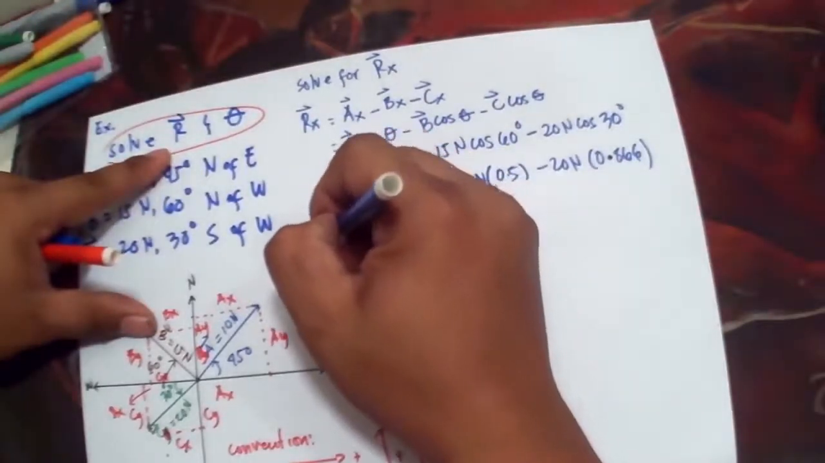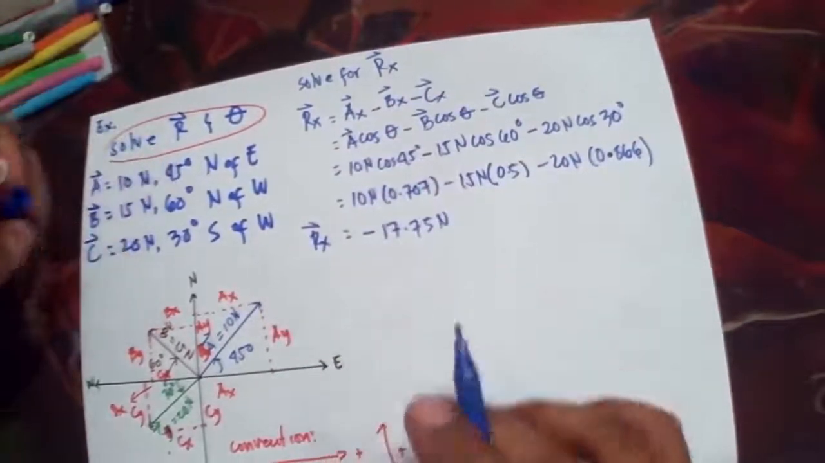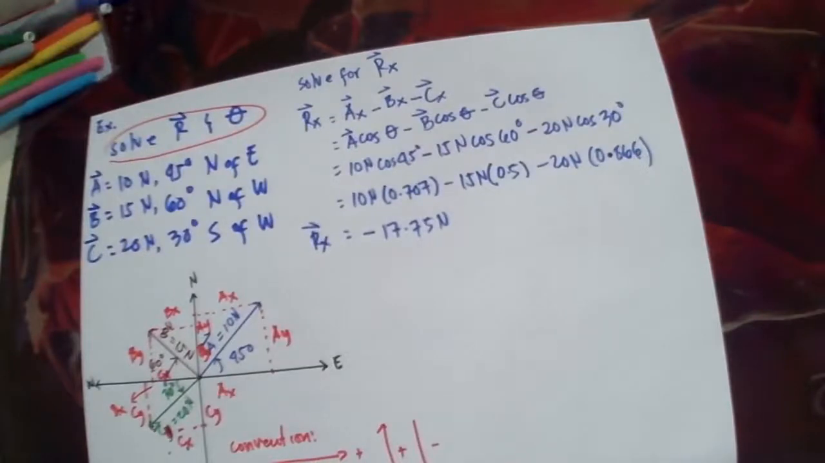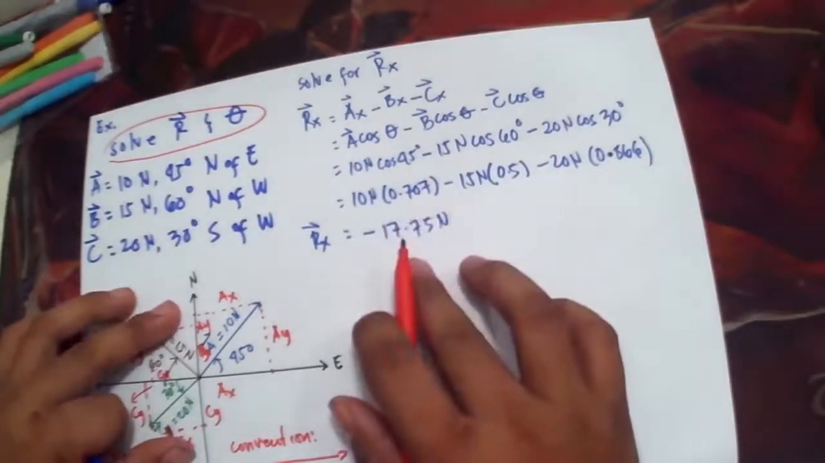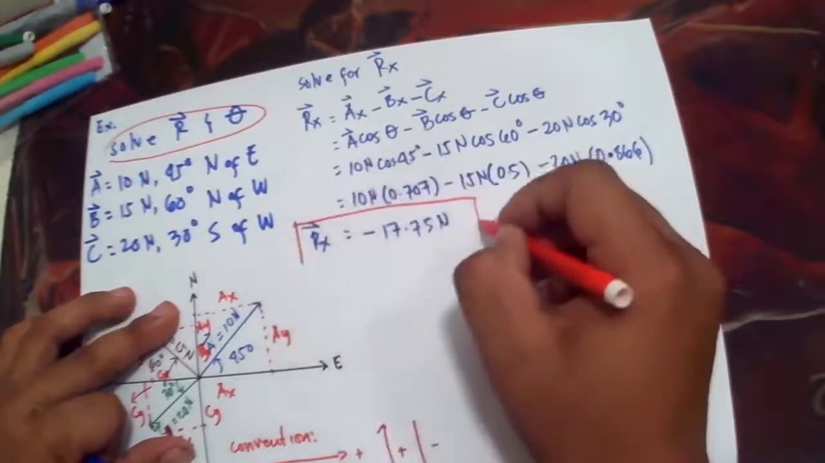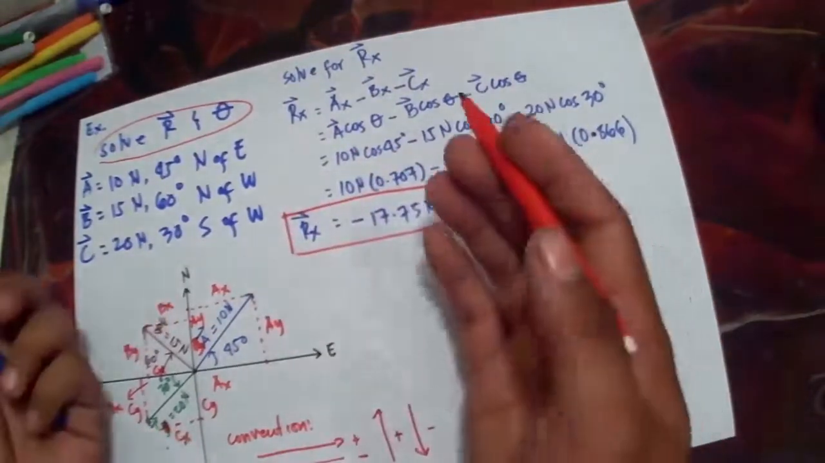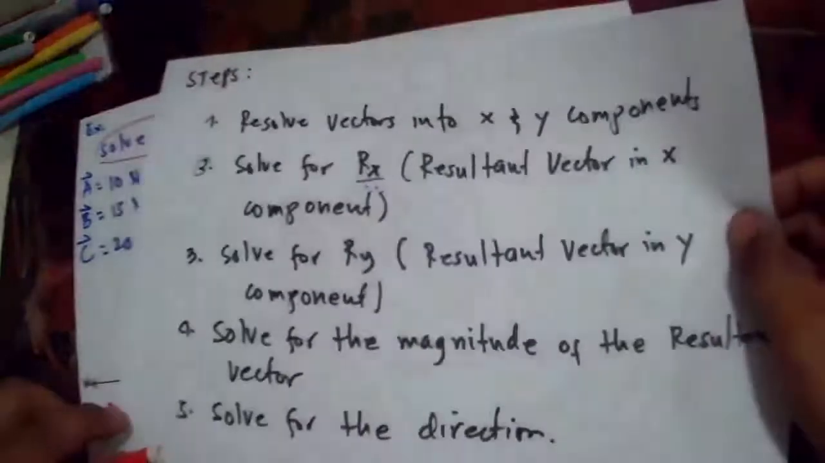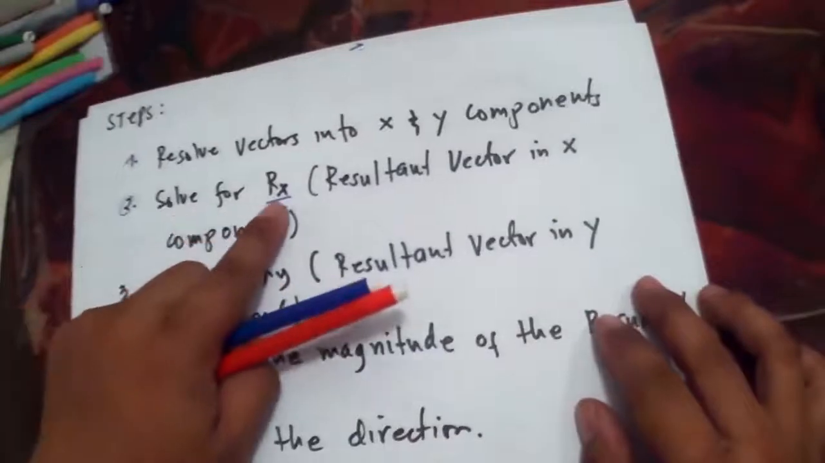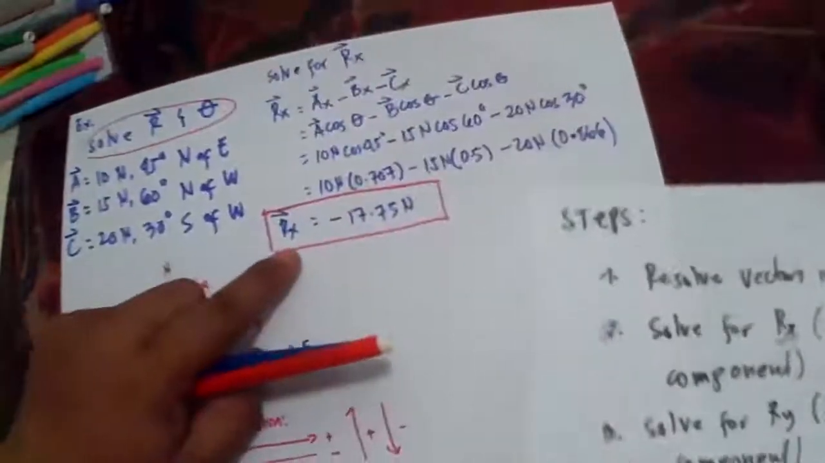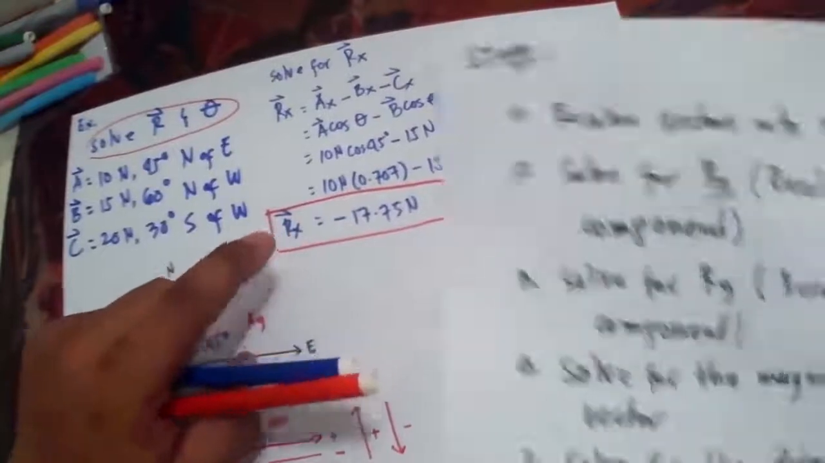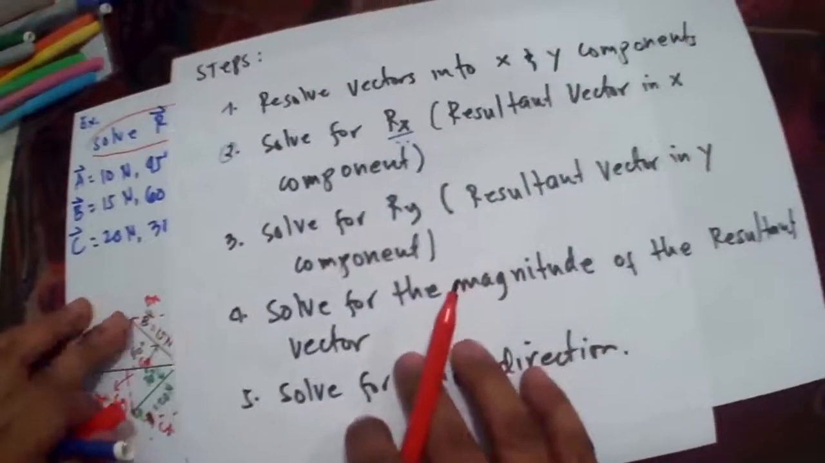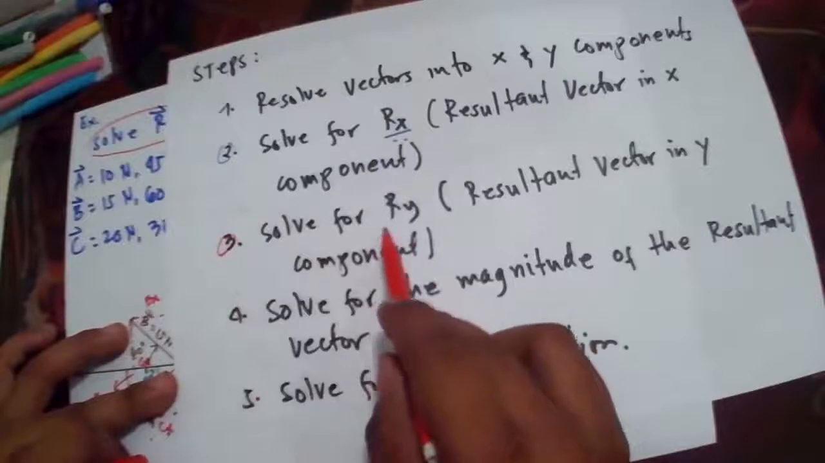So this will be our r sub x, vector r sub x. My vector r sub x now, or the total vectors in x component, is equal to negative 17.75. So we already have step number 2. It says here that we're going to solve for r sub x, and we already did that, which is this value here. Now we will proceed to step number 3, which is solving for r sub y.